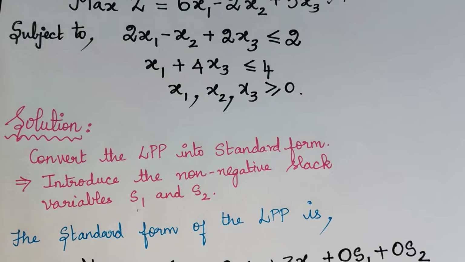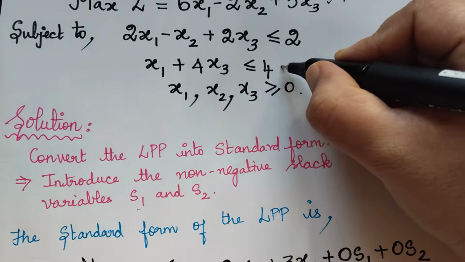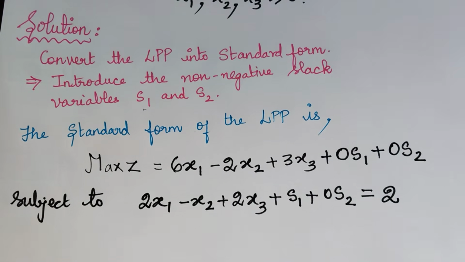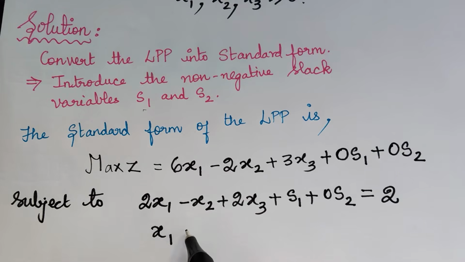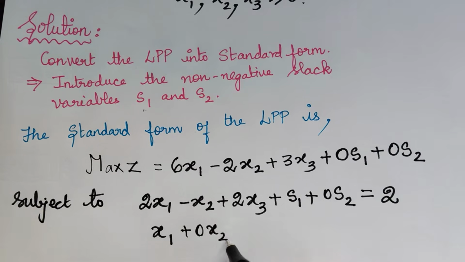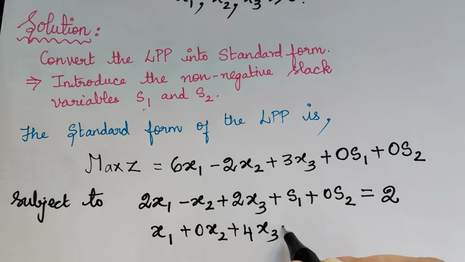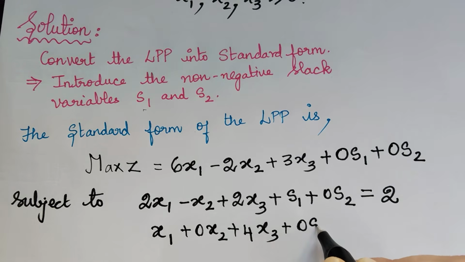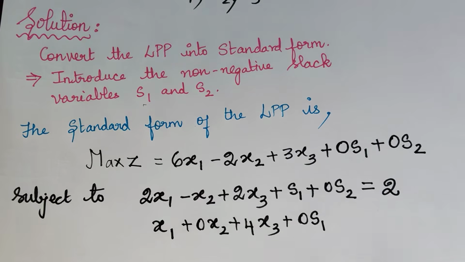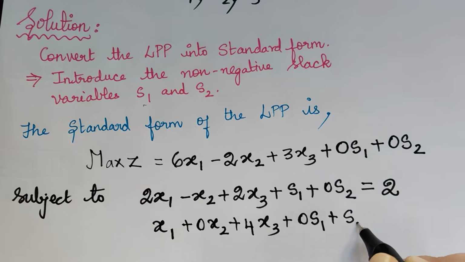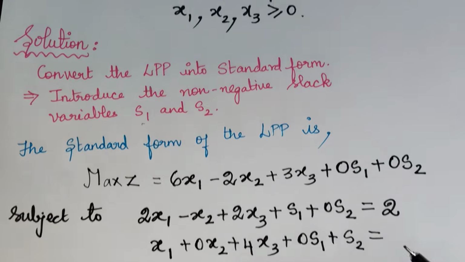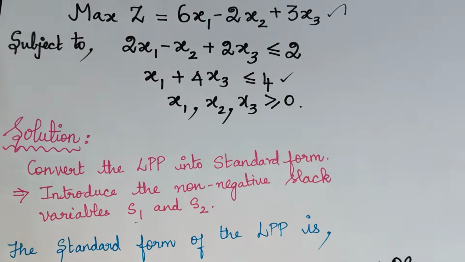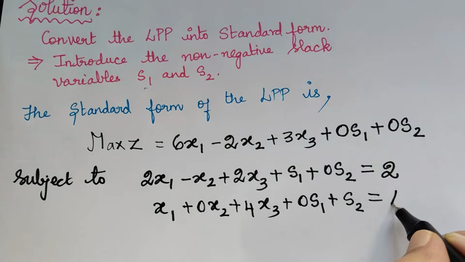Similarly, what is the second constraint we have? This one: x1 plus 4x3, which means the coefficient of x2 is 0 over here. So x1 plus 0x2 plus 4x3, and here we have to add slack variable s1 with coefficient 0 and the slack variable s2 with coefficient 1, and that is equal to, the right hand side is 4. So we have 4 over here.